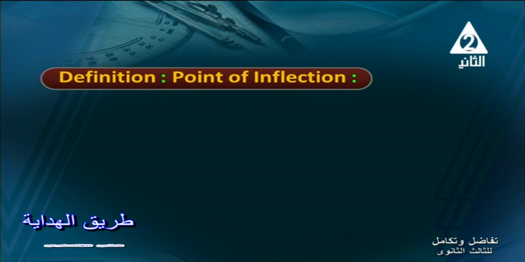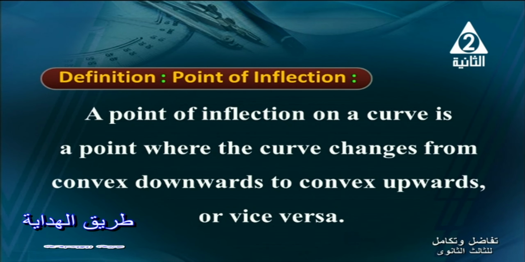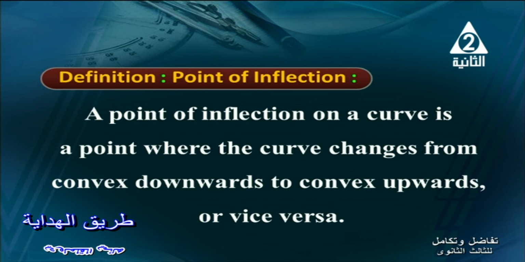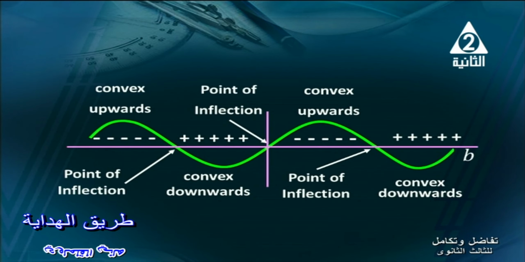Now, point of inflection. A point of inflection of a curve is a point where the curve changes from convex downwards to convex upwards, or vice versa. We have a curve of a function. The curve is convex upwards and the curve changes its direction and is convex downwards now. The point between the two branches of this curve is called a point of inflection.